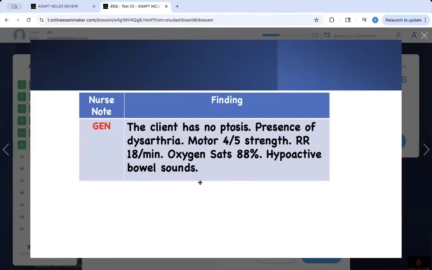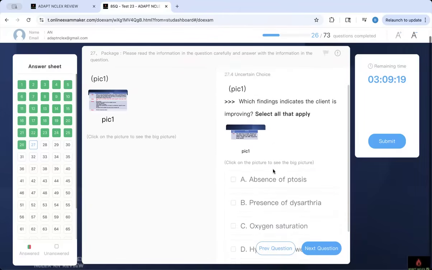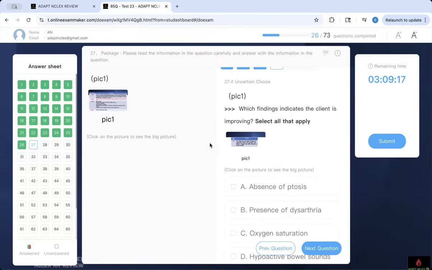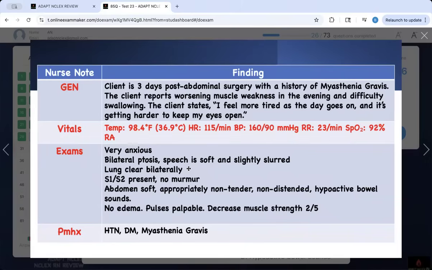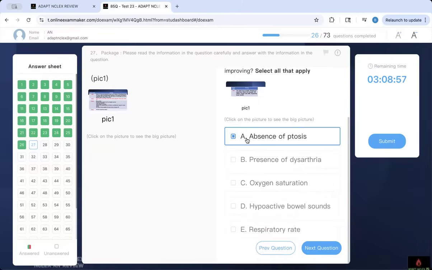The client has no ptosis now. He has dysarthria. His motor strength is now 4 out of 5. His respiratory rate is 18. His saturation is 88. He has hypoactive bowel sounds. Which finding indicates the client is improving? When you see this kind of question, go back to the original. I see what? There is no ptosis. Therefore, what do I say? There was bilateral ptosis before. Therefore, I know this is improving.